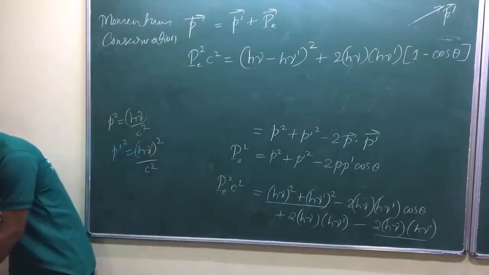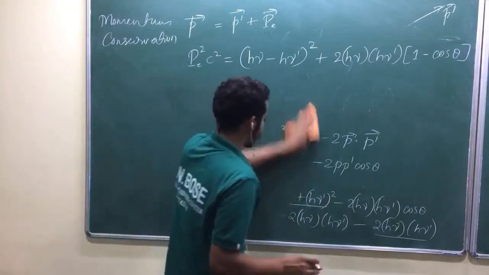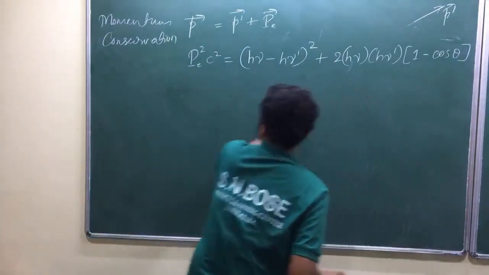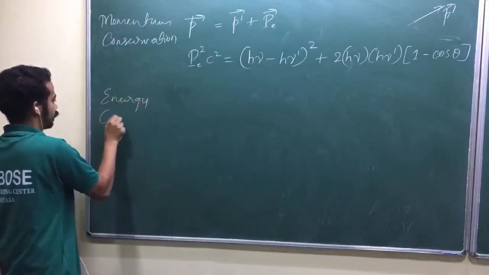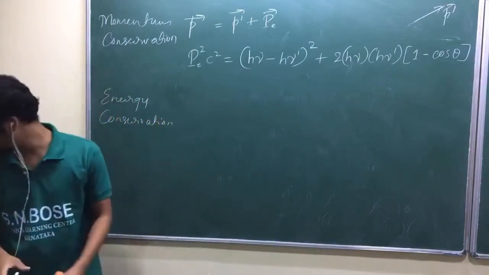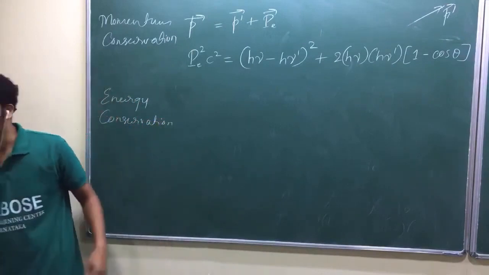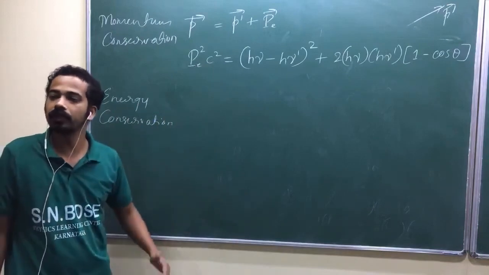So I'll keep this expression on one side. The other expression is energy conservation. In particle physics, all particle interactions conserve these two, isn't it? So relativistic momentum conservation and relativistic energy conservation.